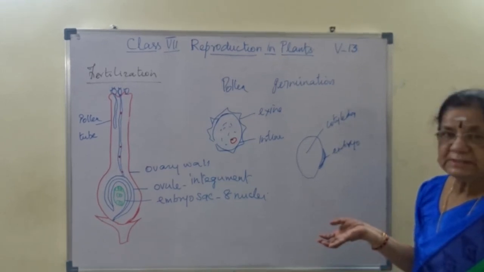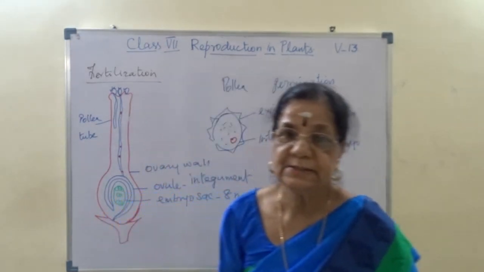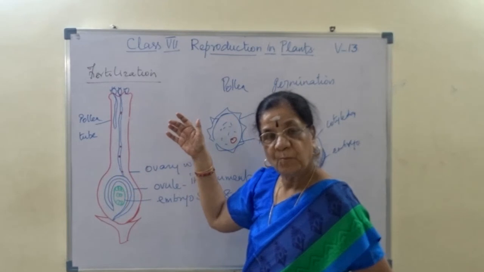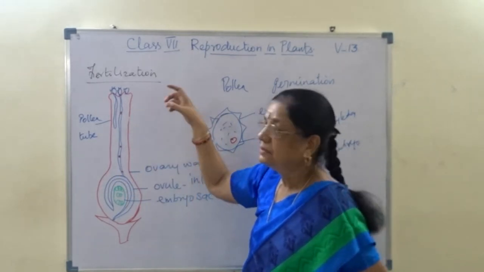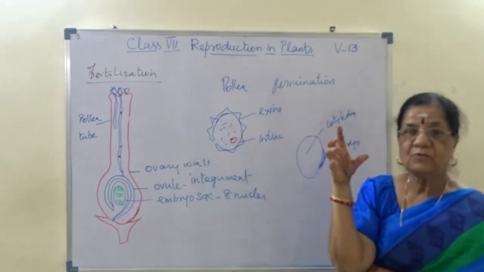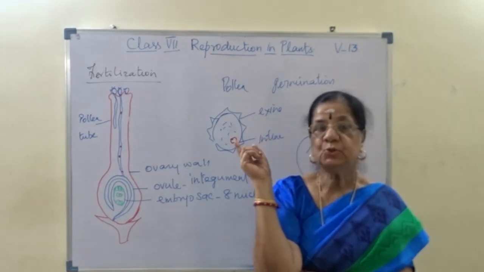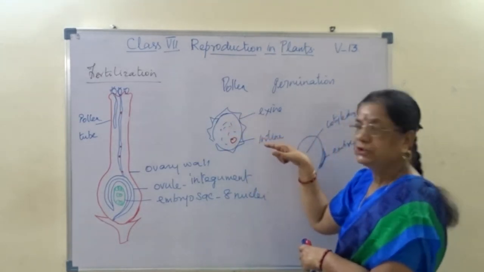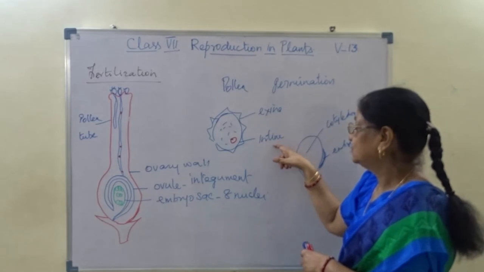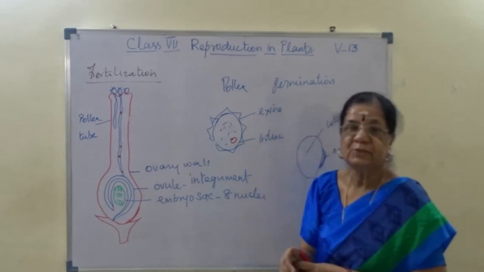So, fertilization is the fusion of male and female gamete, and that is taking place in the female pistil or gynecium, and the stigma is the landing place of the pollen grain. This is the structure of the pollen grain, formed of two layers. The outer layer is not smooth in nature, it is having spinous projections, that is called exine. The inner layer is smooth in nature, that is known as intine. And internally it is having nucleus and cytoplasm.